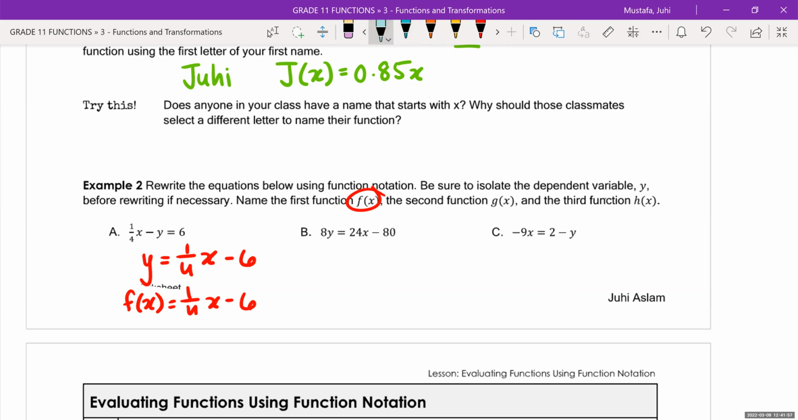Okay, the second one, all we're going to do is divide every single thing by 8. So it's going to be y is equal to 3x minus 10. And then the instructions say, let's label the second function g of x. So we're just going to write g of x is equal to 3x minus 10.